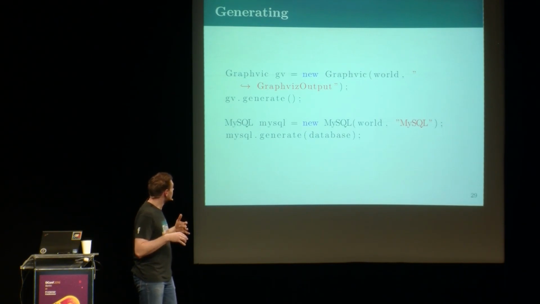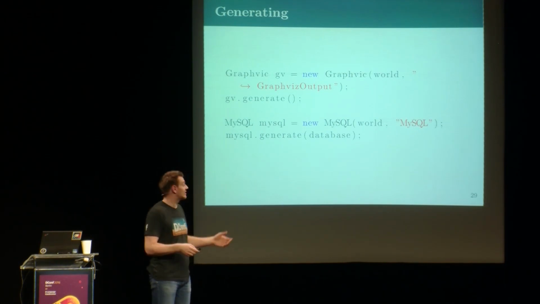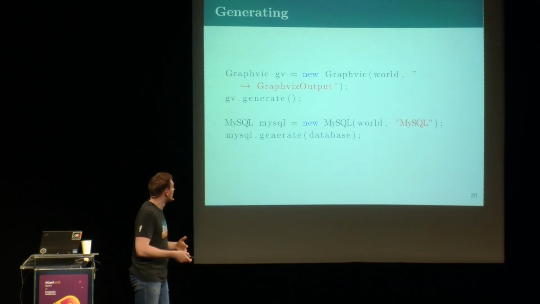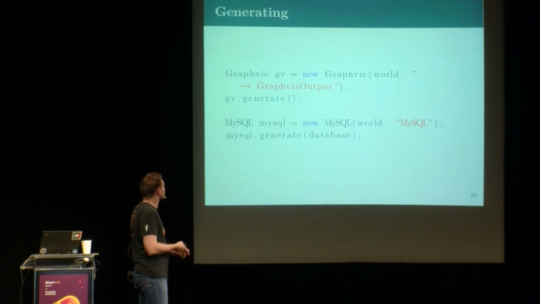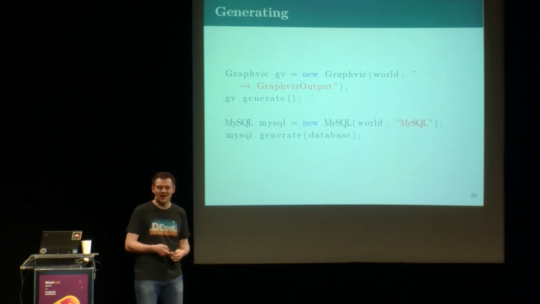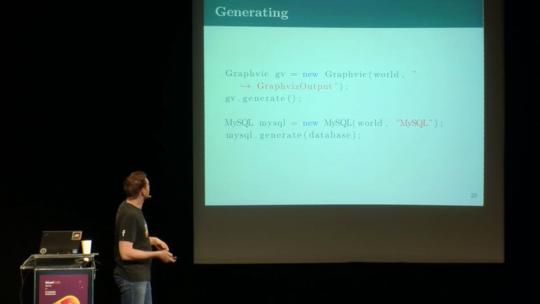Now we get into the generating. Generator is just some class that gets passed the world. So it has everything it needs to know, or it has everything there is to know about the software system. And right now, there's the GraphViz generator and the MySQL generator, because I ran out of time to implement the vibe.d and Angular generator. Anyway, you then just call generate, and you generate stuff.